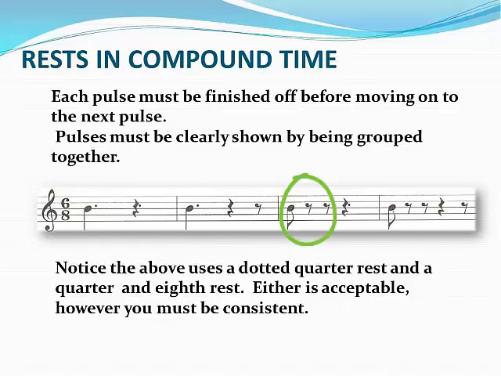In the second part of this measure, we have a dotted quarter rest, which gives us our second unit beat. The last measure shows us the quarter rest followed by the eighth rest. Again, either the dotted quarter rest or the quarter rest and eighth rest are acceptable. However, my preference is to use the dotted quarter rest because it's more consistent with compound time grouping.